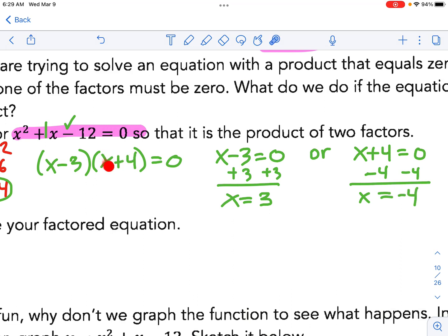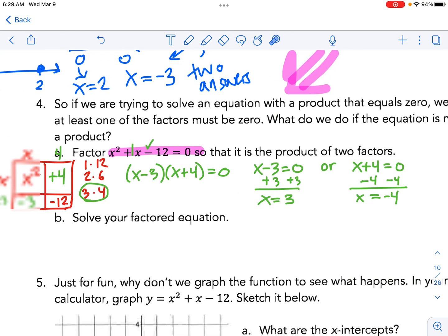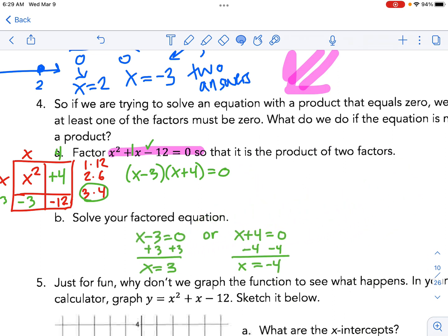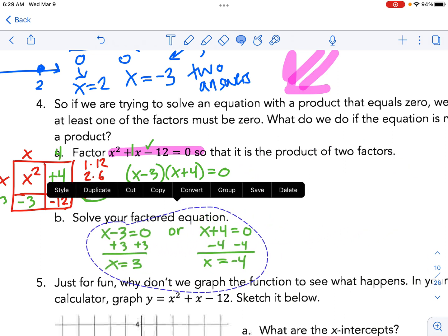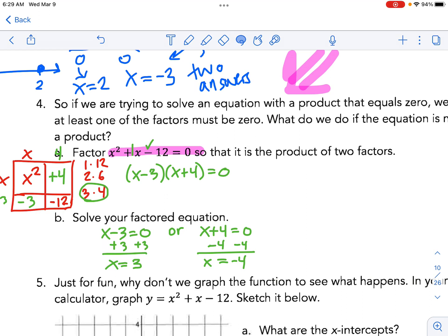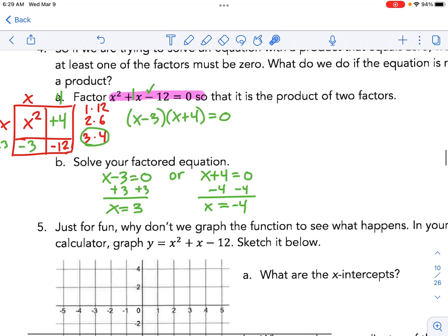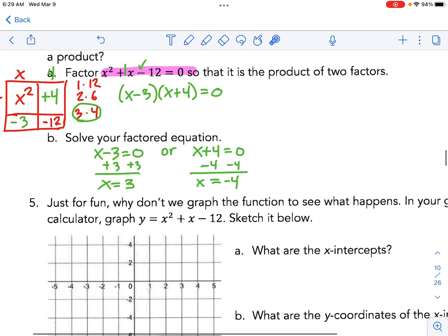And when x is negative 4, then that factor is 0. And so, I guess looking at the notes, this should be down here, right? We factored right here. We're solving right here. And it just so happens that if we can kind of highlight it this way.